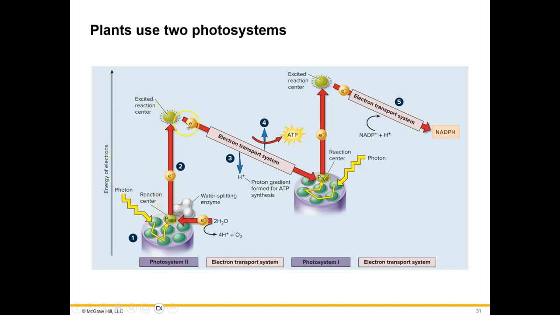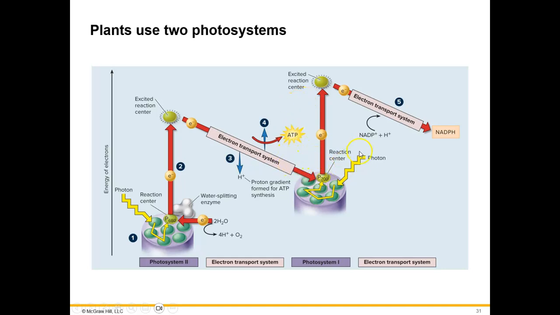Our excited electron is being taken to the electron transport system, which is going to help create our proton gradient. That proton gradient inside the thylakoid space is going to then follow facilitated diffusion out of the ATP synthase channel, which is going to allow for ADP to become ATP, so we've made energy.